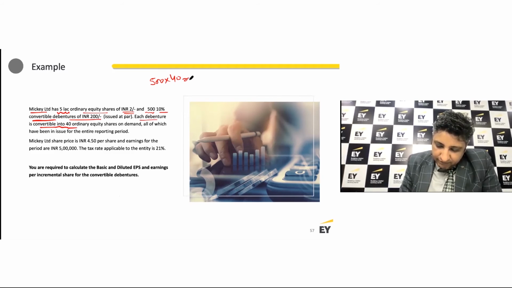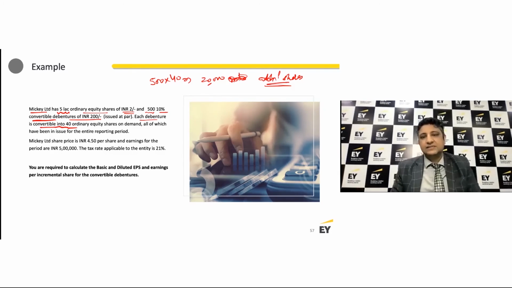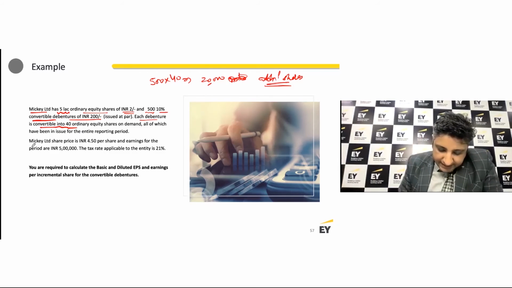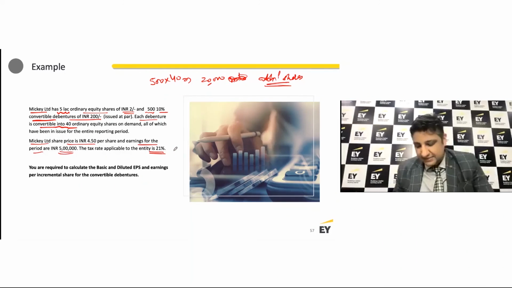And if these were converted into shares, we are actually talking about 20,000 additional shares, right? So as you read this statement, you are able to bear in mind that this is the calculation that I need to be looking at. It says that Mickey Limited share price is 4.5 rupees and earnings for the period are 5 lakh rupees. The tax rate as applicable to entity is 21%.